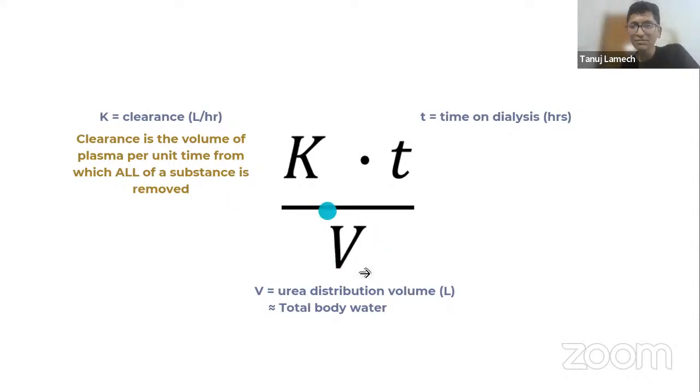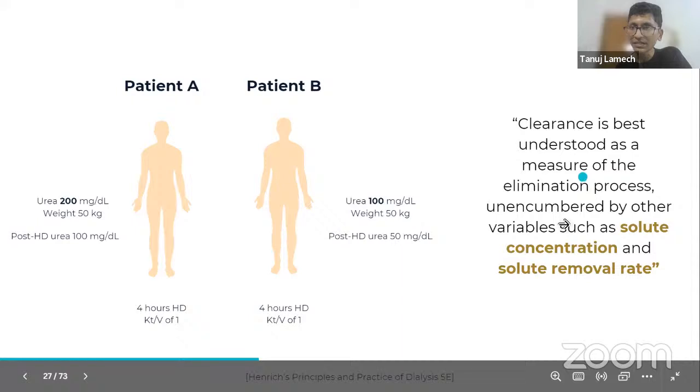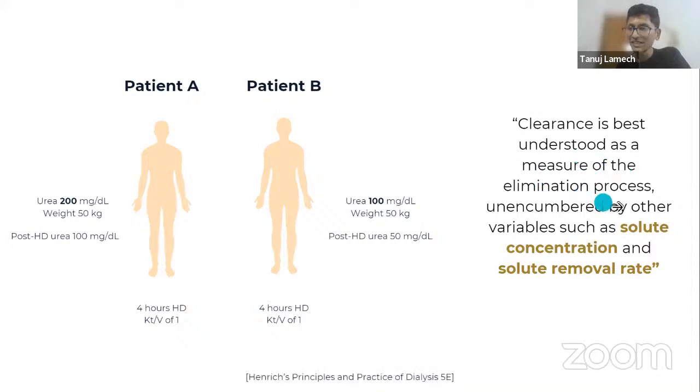So that's why we normalize it to that patient's body water, so that it is generalizable. It doesn't matter if it's a child or an adult or a male or a female. If Kt/V is 1, it means I've cleared that patient's total body water once. The next thing we have to understand about clearance is that it is a measure of the elimination process, which is independent of solute concentration and solute removal rate. So it's independent of both the solute concentration and the solute removal rate.